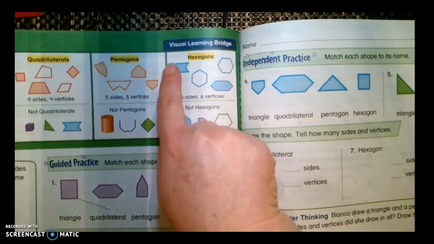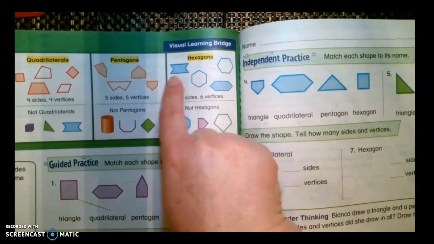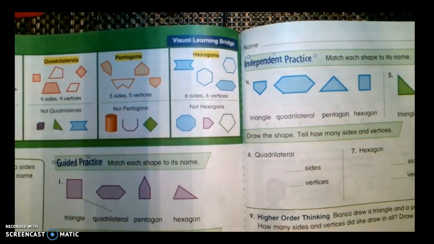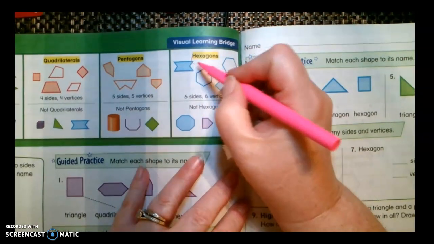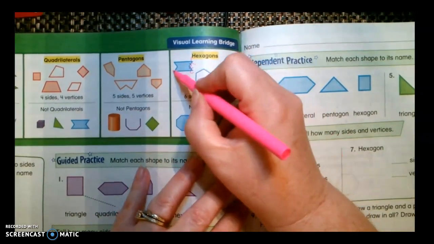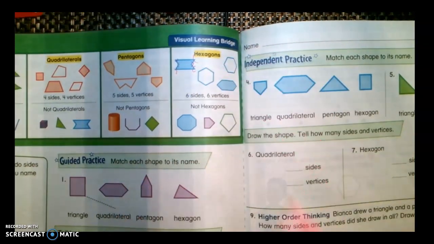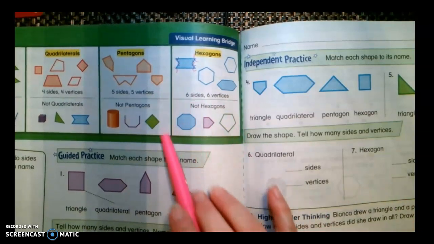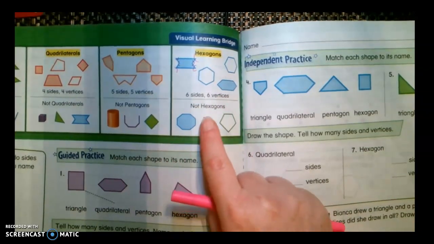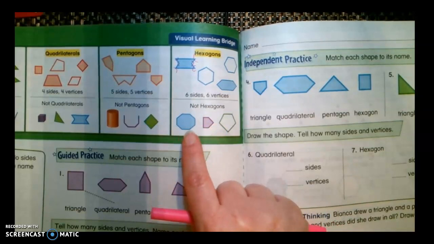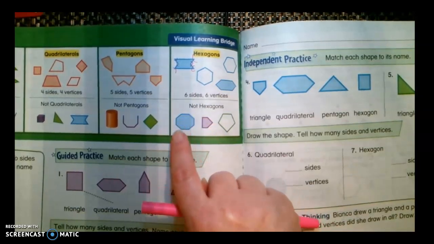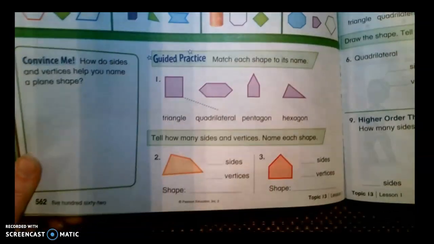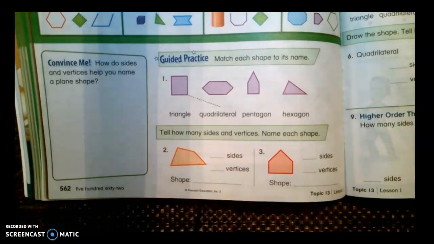But what is this shape? 1, 2, 3, 4, 5, 6 lines. It has 6 lines. And it also has 1, 2, 3, 4, 5, 6 vertices. So it's a hexagon also. These are not hexagons. 1, 2, 3, 4, 5 sides. 1, 2, 3, 4, 5, 6, 7, 8 sides. Way too many. So our task today is to go through and identify what kinds of shapes these are.